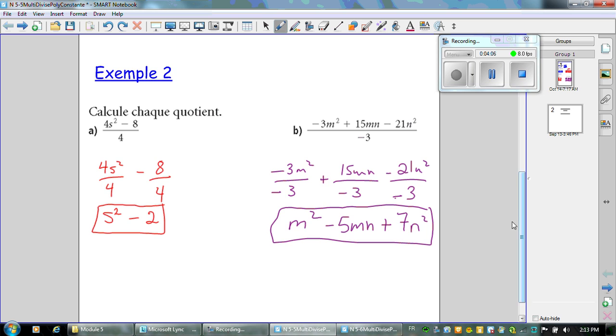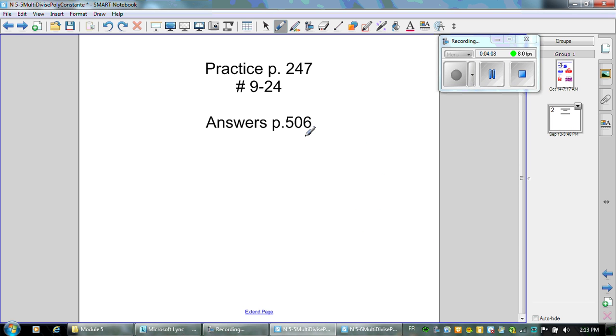Here's your practice. Make sure you check your work in the back of the book.